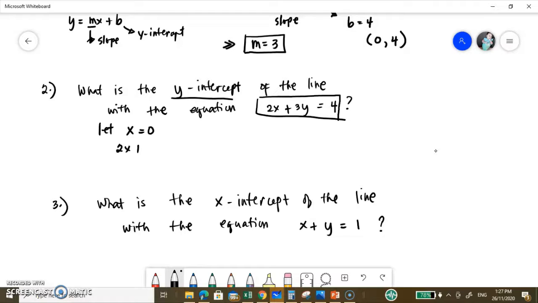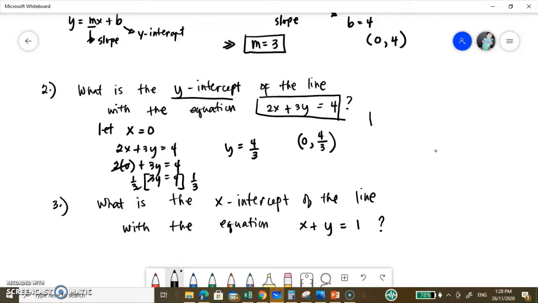So 2x plus 3y equals 4. When x is 0, you have 2 times 0 plus 3y equals 4. So you would get 3y is equal to 4. So we divide both sides by 3 or multiply 1/3 to both sides. You would get y is equal to 4 over 3. So your y-intercept here would be the point (0, 4/3).